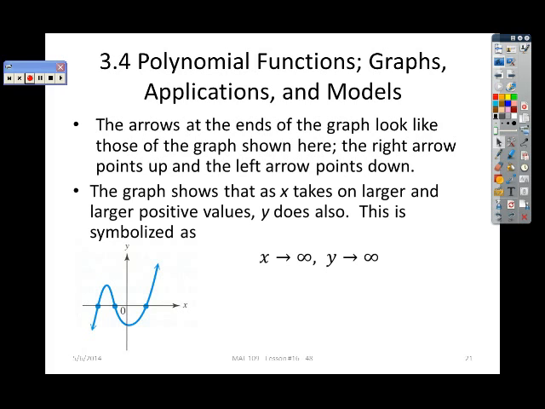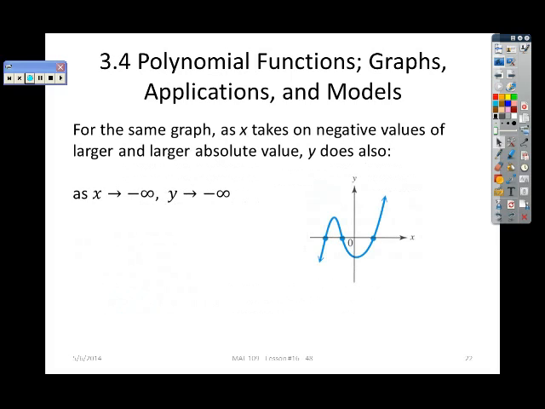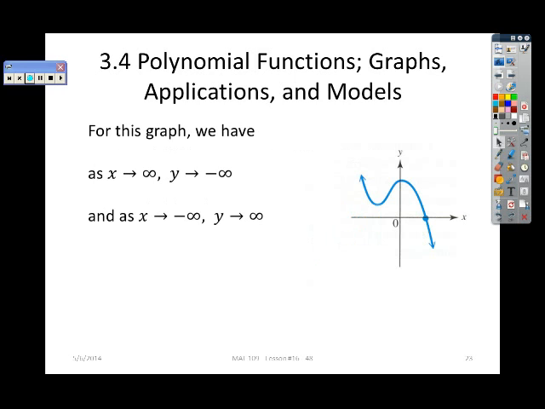You can state that as x goes to infinity, y goes to infinity. Just some of the verbiage on how you describe that situation. Frequently you'll hear approaches or goes or whatever to infinity. If it looks like that, as x approaches infinity, y approaches negative infinity, and so forth.